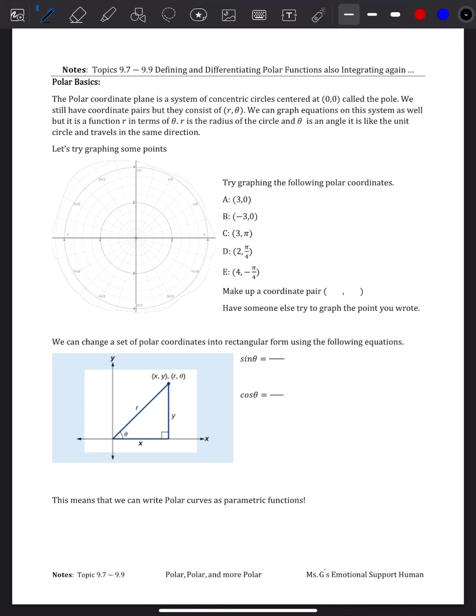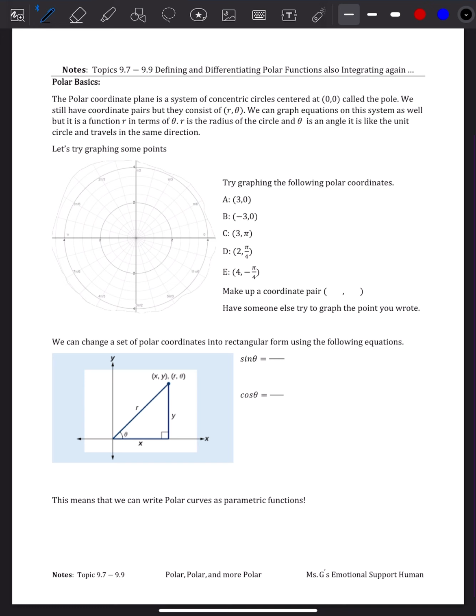areas. So polar coordinates, or a polar plane system, is a system of concentric circles where the center of each circle is 0, 0. It's called the pole. We can do coordinates just like what we do with our Cartesian plane, x, y, except our points consist of a radius and an angle.